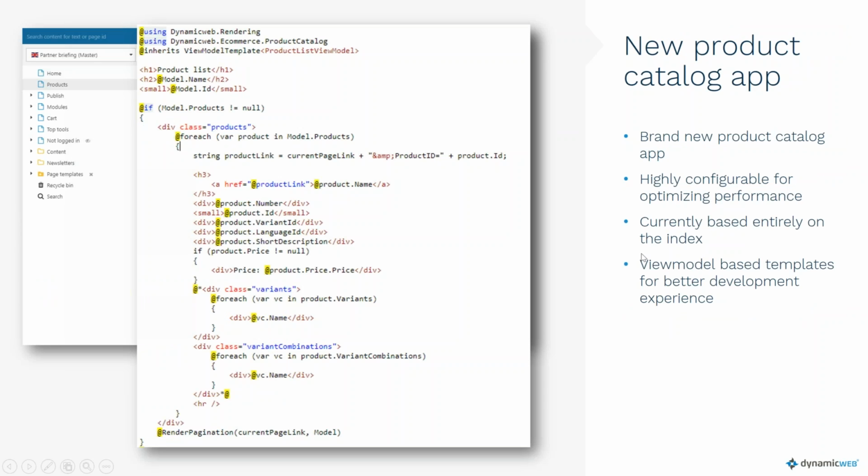And I should say it's not compatible with the old one, so you have to create a new template using the view model and add the new product catalog app to the page with your product catalog, and then you're off to go. The cart and add to cart and all of that works the same way as it always has been.